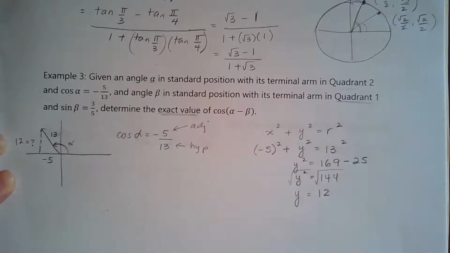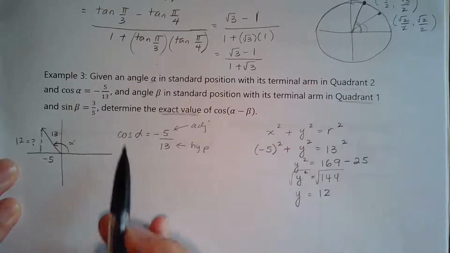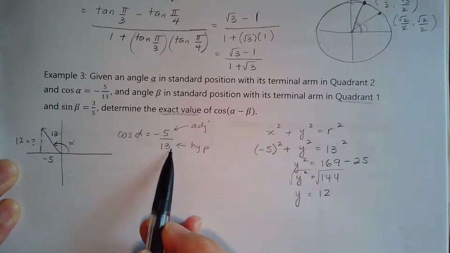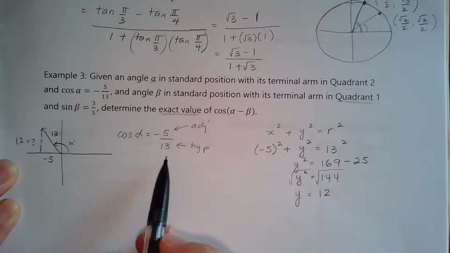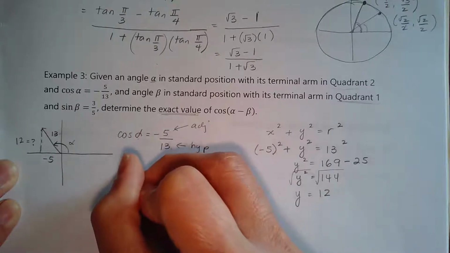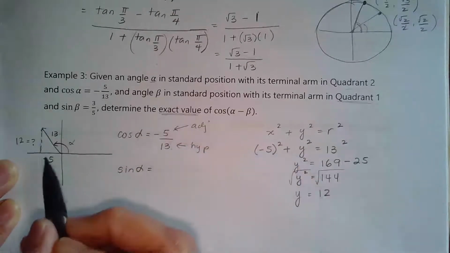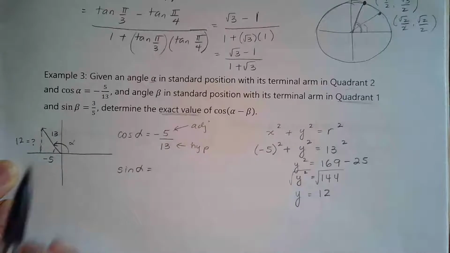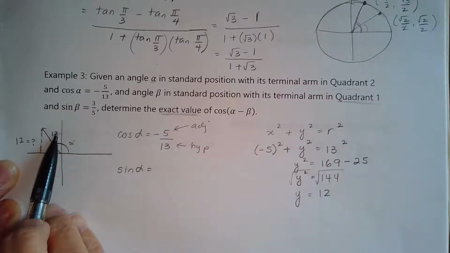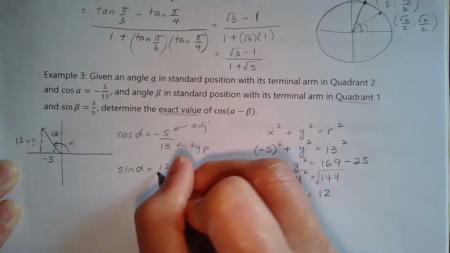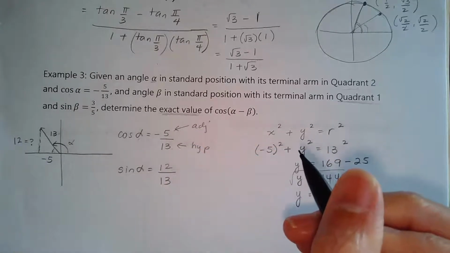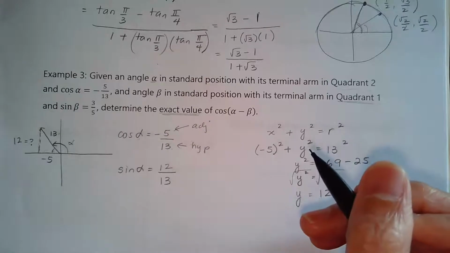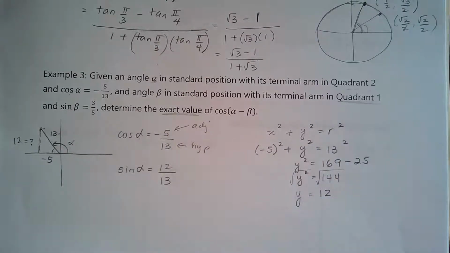So what does that mean? If cos of alpha is negative 5 over 13, then we can say sine of alpha is, and we're going to be using the reference angle in here to figure out the sine. Sine is opposite over hypotenuse. So that's going to give us 12 over 13. Okay, I'm going to pause right there for a second and let you think about what just happened there.